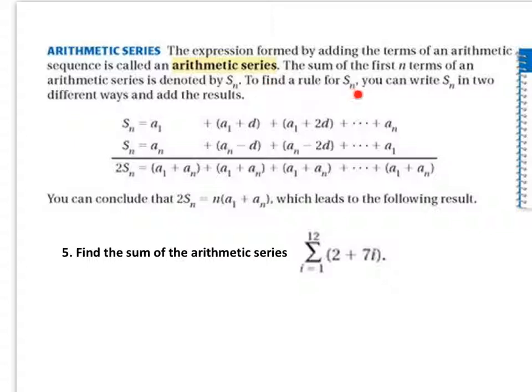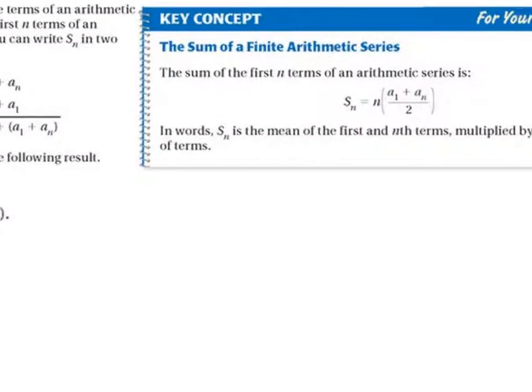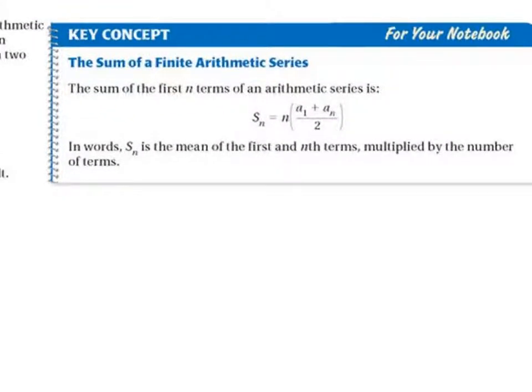To find a rule for s sub n, you can write s sub n in 2 different ways and add the results. So you have s sub n equals the first term. So here's an equation. Go ahead and look through it. And that's how they come up with this. But bottom line is, here's the equation that we need to think about, okay?